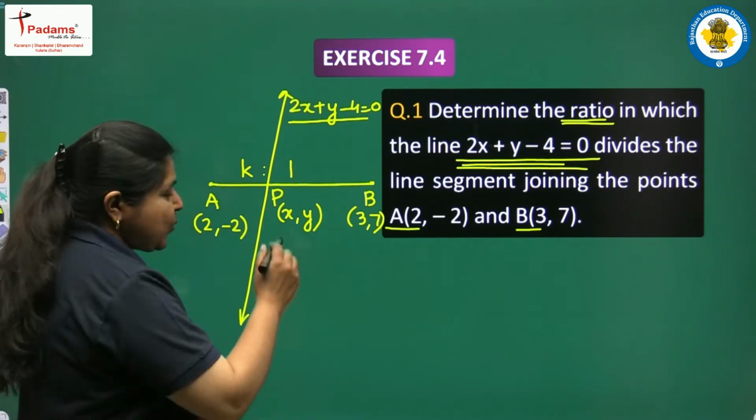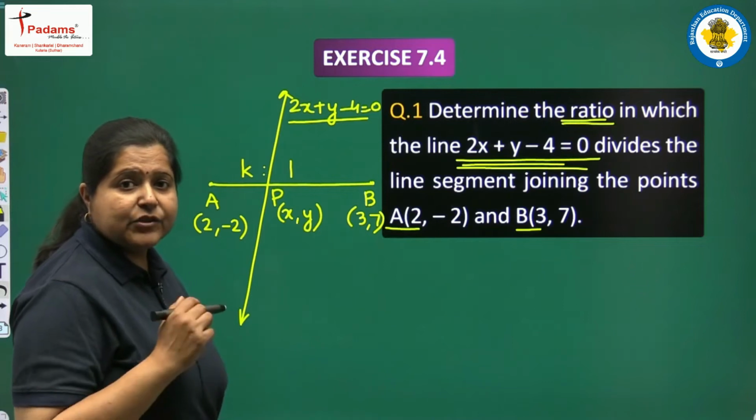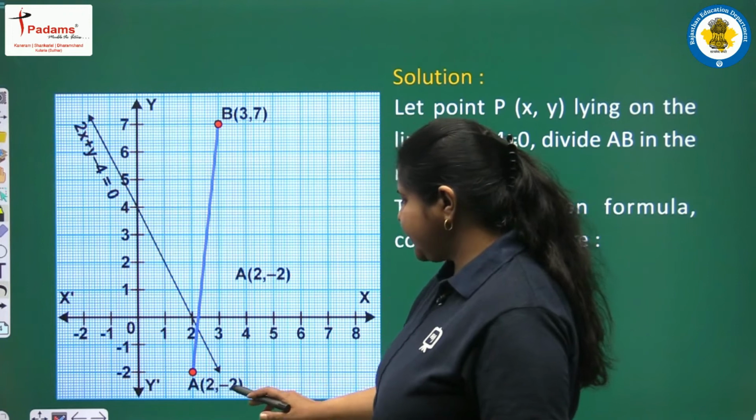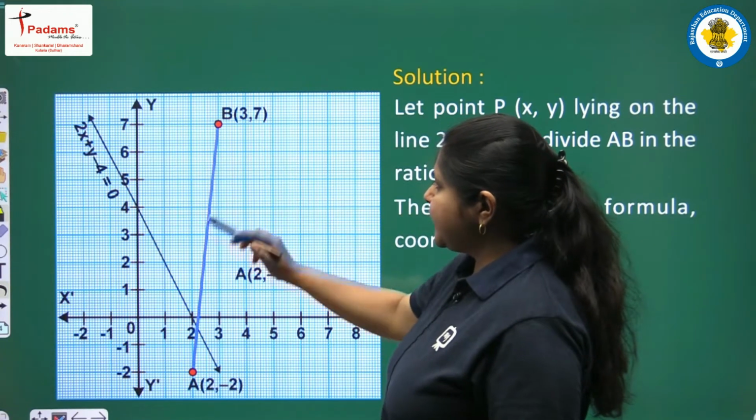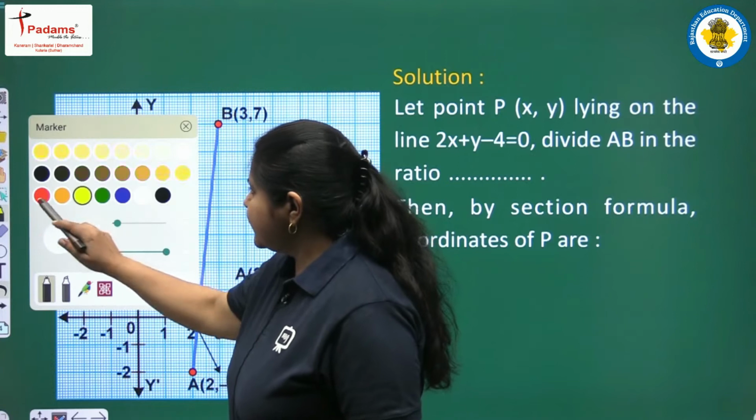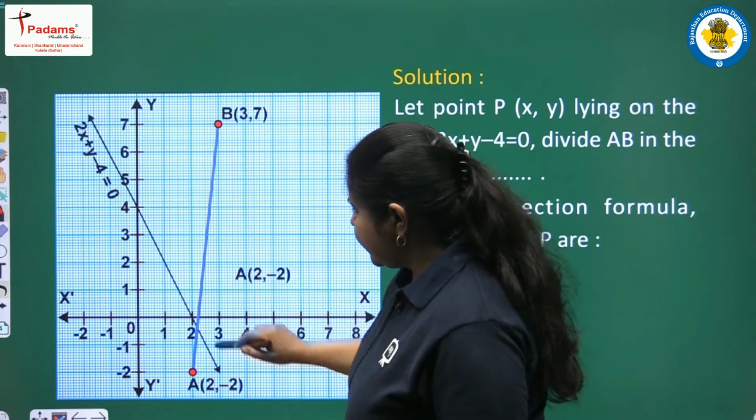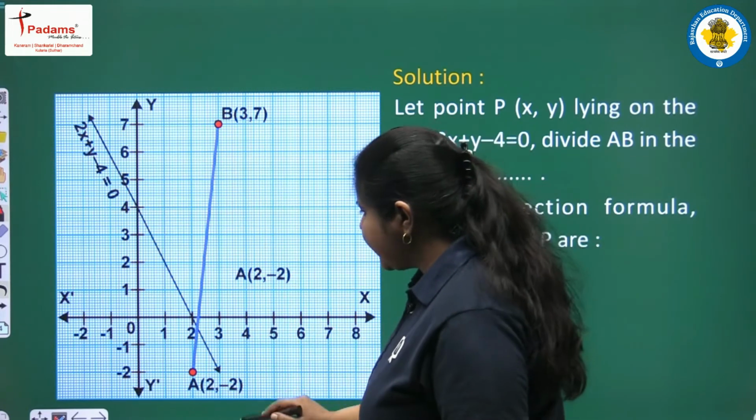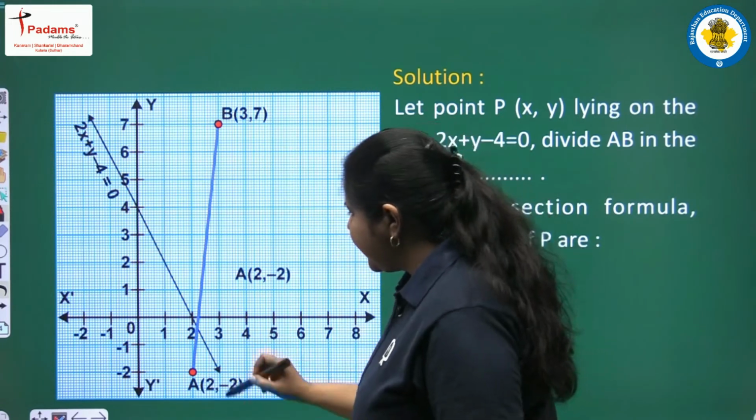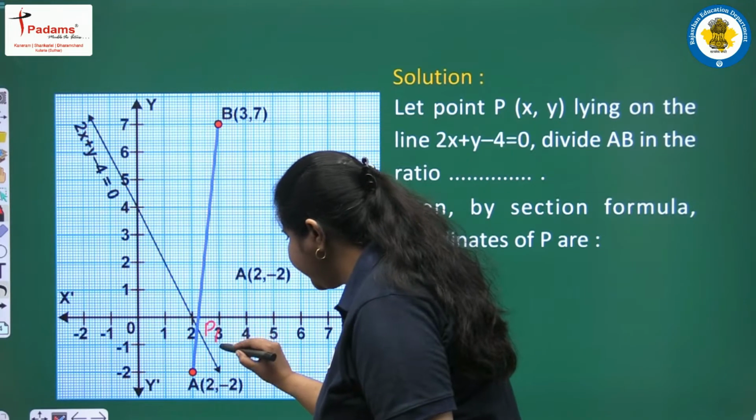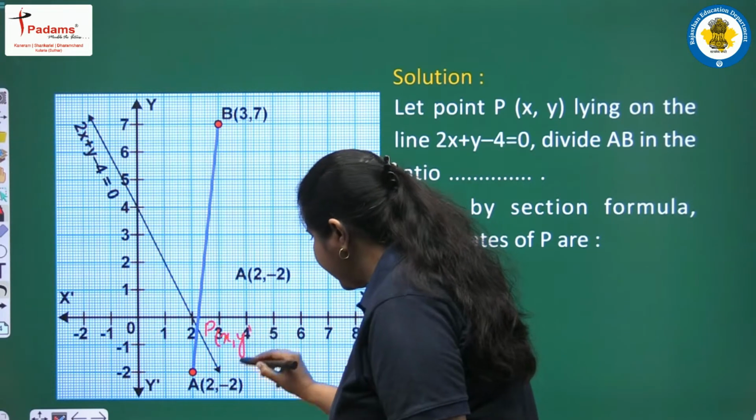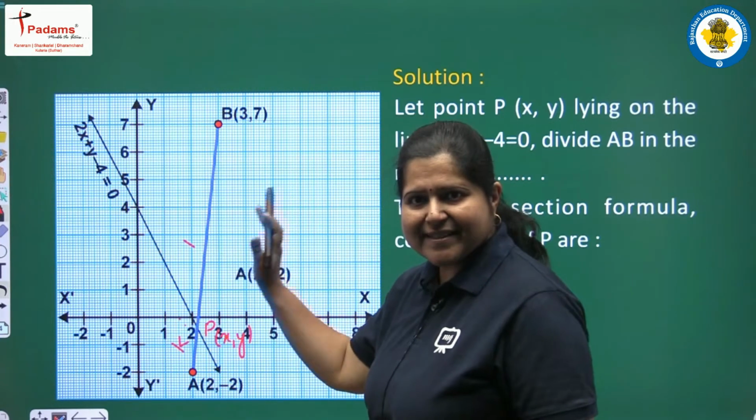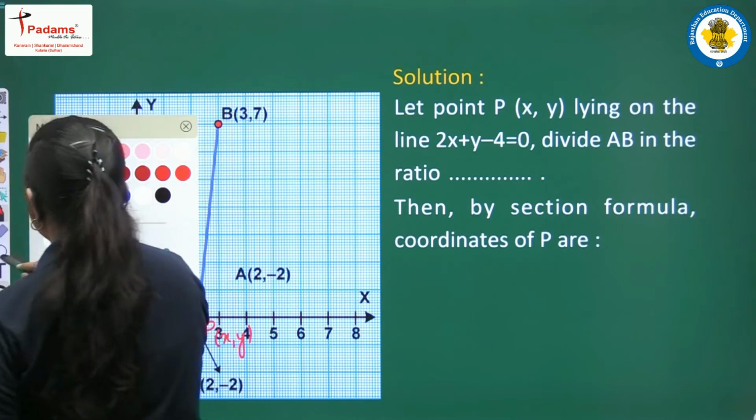If you now plot these points on a graph paper, you will get the visualization somewhat like this, where you will see this is point A with coordinates 2, minus 2, this is point B with coordinates 3, 7, and also this is the line with equation 2x plus y minus 4 equal to 0, and this line is intersecting this line segment at this point P, whose coordinates we have taken as x, y in the ratio k:1. I hope the situation is clear. Now we proceed towards the question.